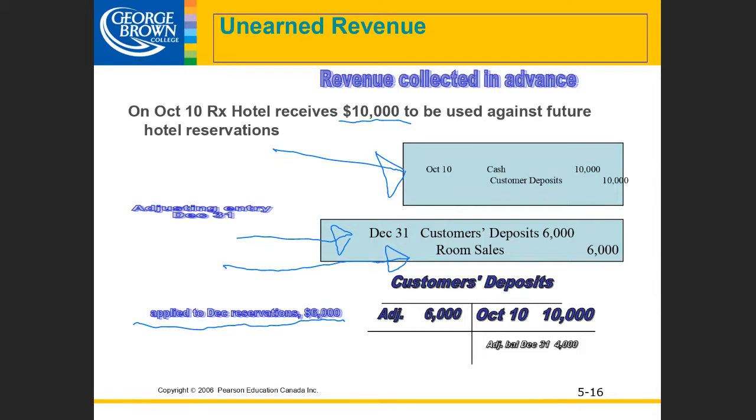Okay, doing this shows the revenue that was generated, $6,000, and it captures that $6,000 of the unearned revenue or the customer deposits have been used. And to Vanessa's point, that means that the customer deposit account will have a balance of $4,000 because that has yet to be used. Good.